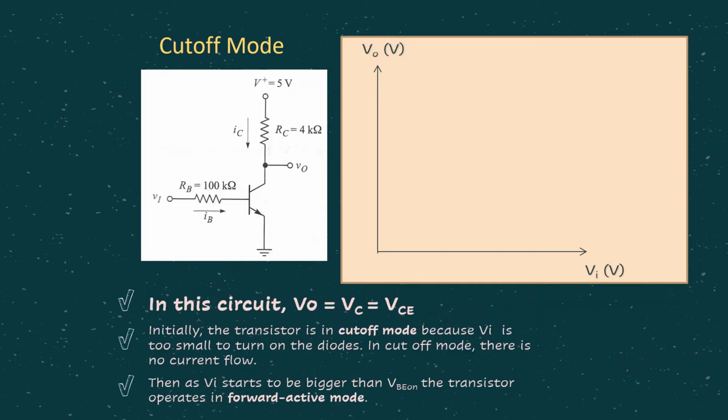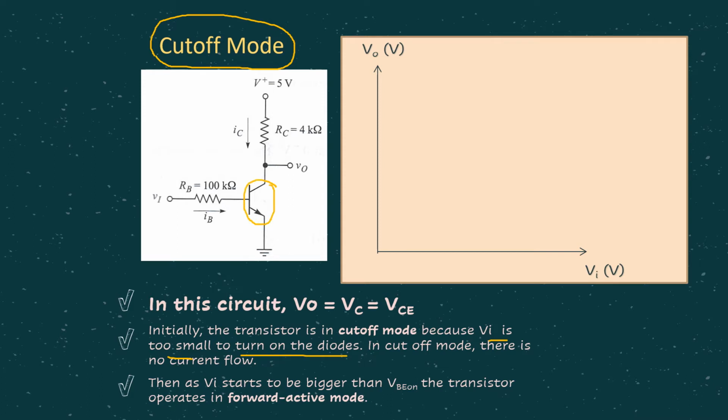As mentioned, we have three modes: the first is cut-off, the second is active, and the third is saturation. Let's look at the cut-off mode first, where we consider the portion when VI is very small. VI is not enough to turn on the diode, meaning it's not enough to turn on this BJT.